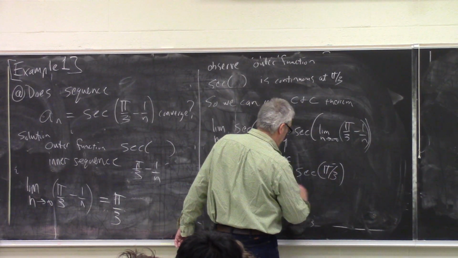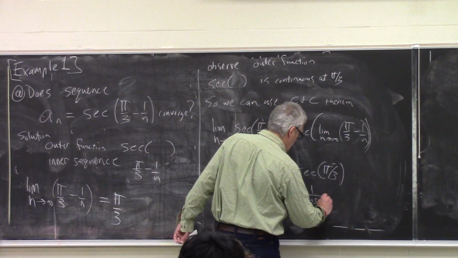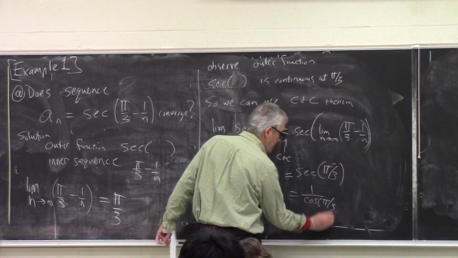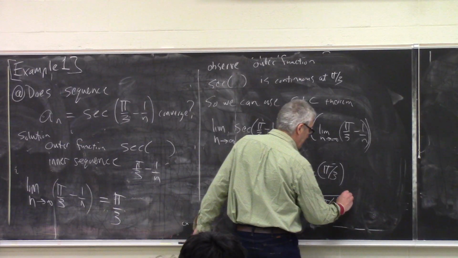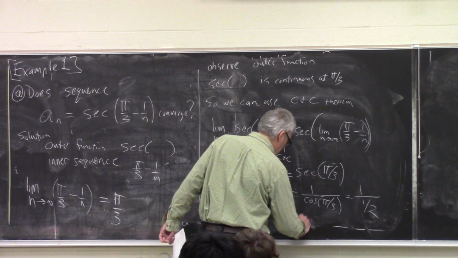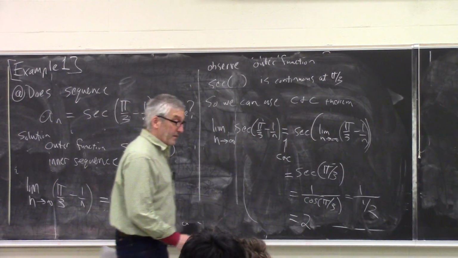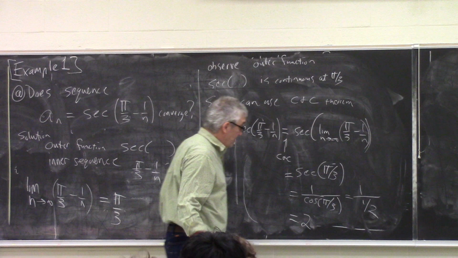And we know that that's 1 over cos pi over 3. So that's 1 over 1/2, so it's the number 2. So the sequence converges, and then it converges to the number 2.